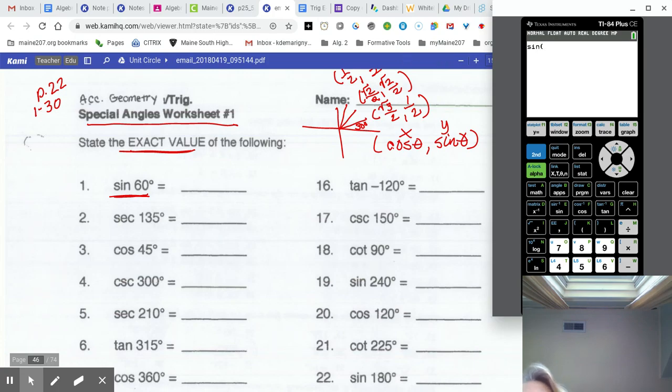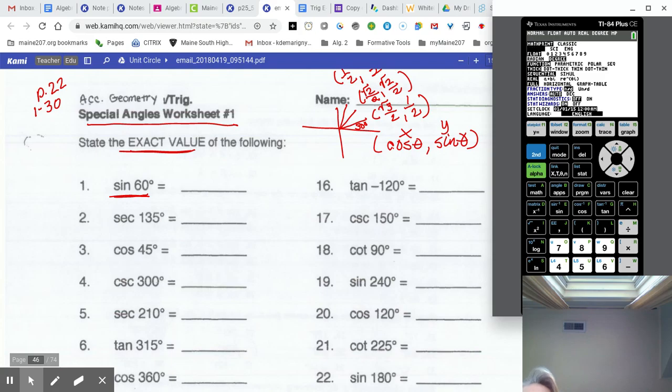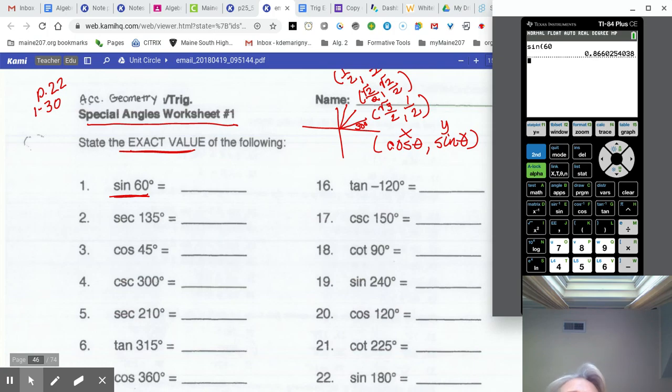Make sure you go to mode and you're in degree. I've already used my calculator today, so I've already put it back in degree. If you're using this online TI-84 Plus, the color edition, that's what the CE stands for, make sure you go to mode and make sure you're in degree. So I could go to sine and type in 60 degrees and it'll tell me it's 0.866. Well, that doesn't help me a lot when I'm asking you for exact values.